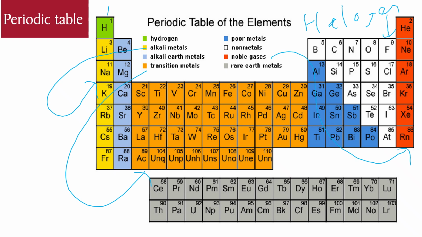Other little facts about this: when you go across, that is called a period. So each one of these things where it goes across is a period, and a column is then called a group.